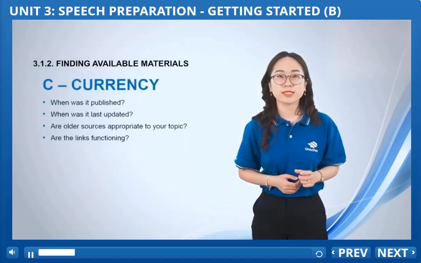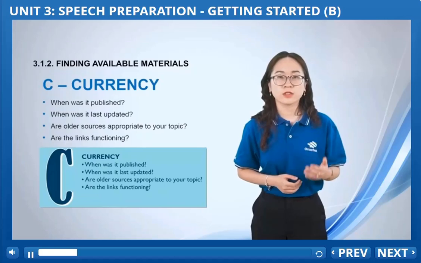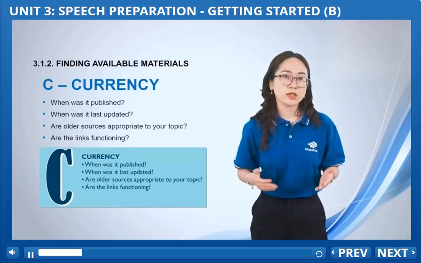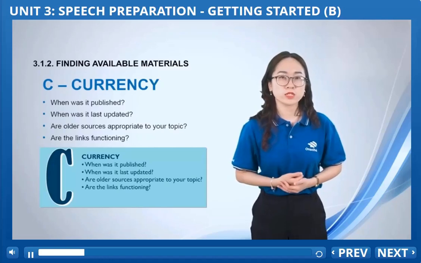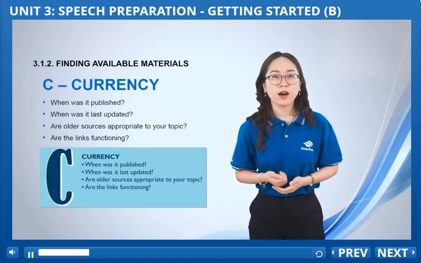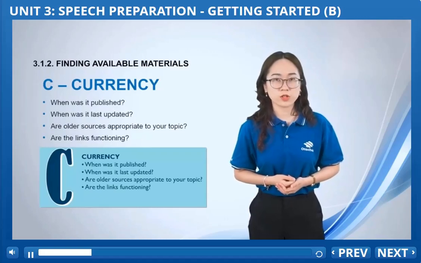Let's start with the first C. So it is currency, or tính cập nhật. So you can ask yourself these 4 questions. When was it published? When was it last updated? Are all the sources appropriate to your topic?